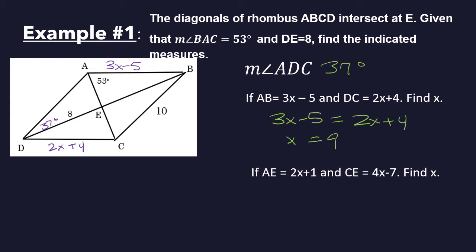So now we're looking at AE and CE. If I look at my picture, I know that AE and CE are congruent because the diagonals bisect each other, which makes E a midpoint. So that tells me that 2x plus 1 is going to equal 4x minus 7. So I can do my quick algebra.